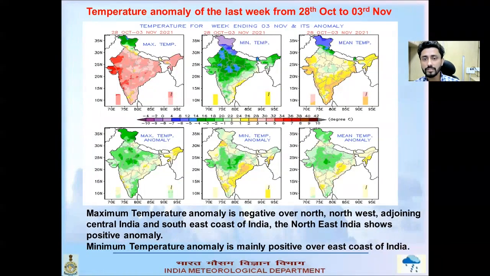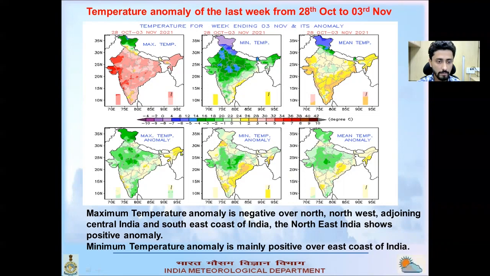Now, if we talk about the temperature anomaly for the last 1 week, you can see the maximum temperature here. This is the minimum temperature plot, and this is the mean temperature plot. You can clearly see with respect to the maximum temperature, the bottom plot, this one is representing the maximum temperature anomaly. You can clearly see places like Jammu Kashmir, Rajasthan, the adjoining central India, then the Tamil Nadu region. Those are the places where we can notice the negative temperature anomaly with respect to the maximum temperature.